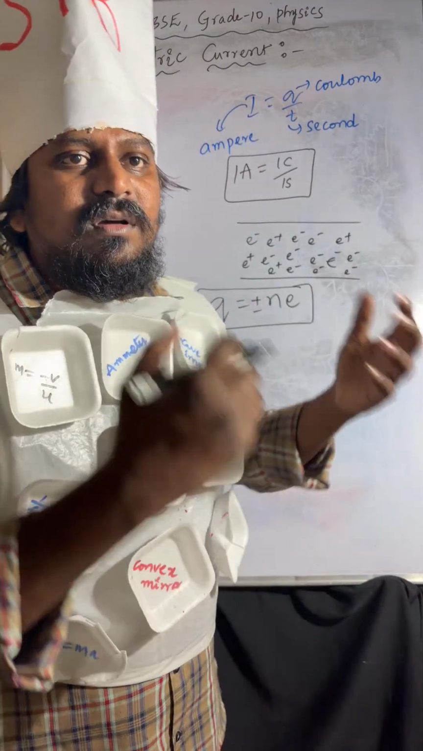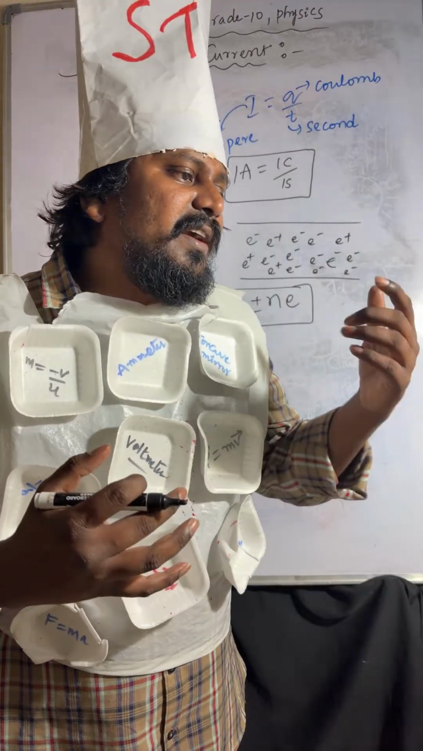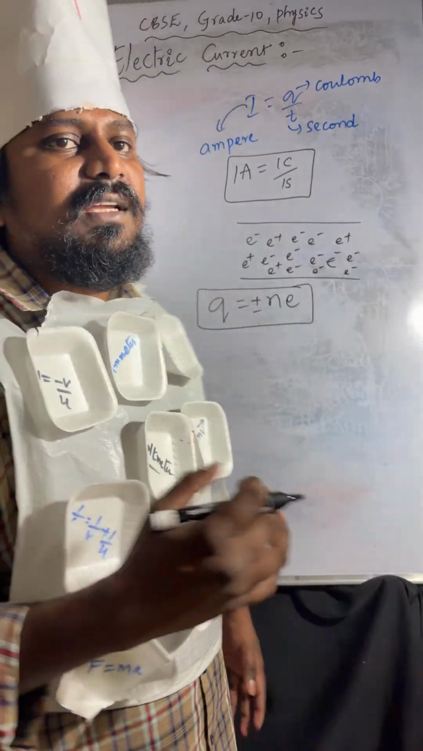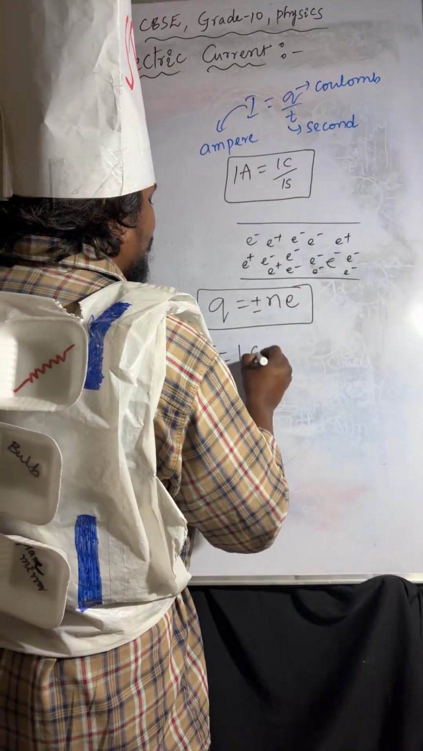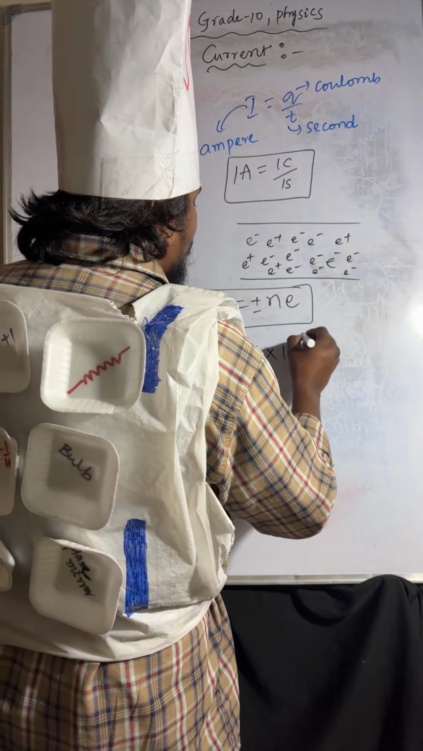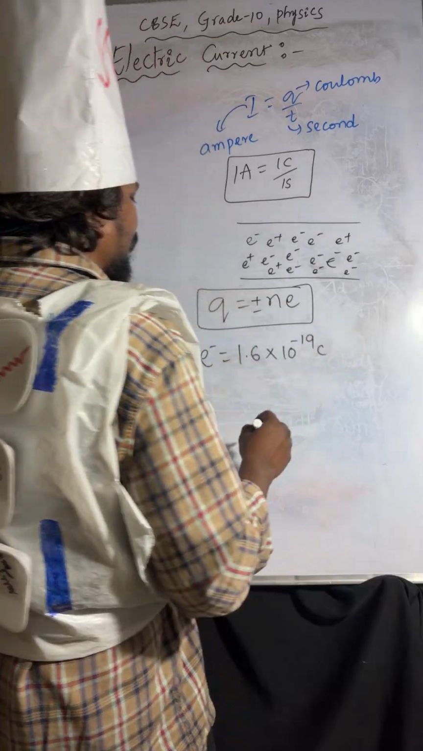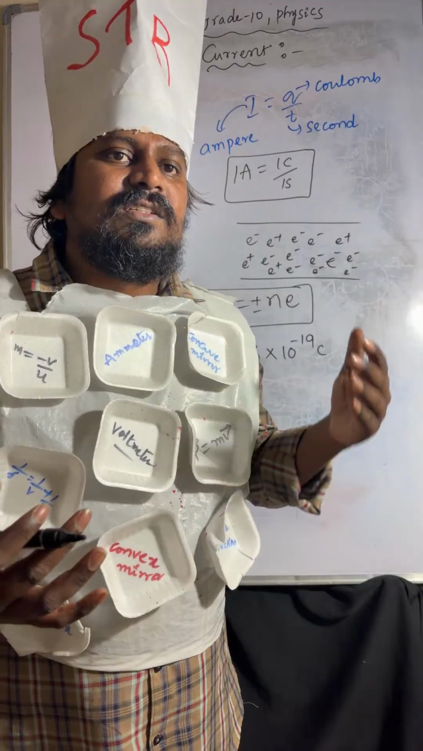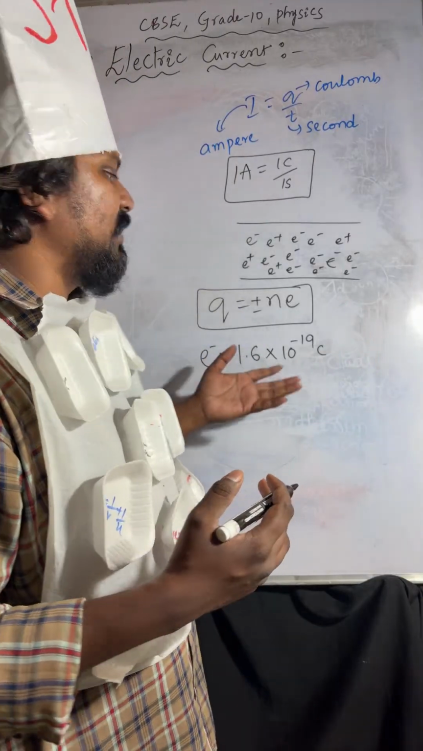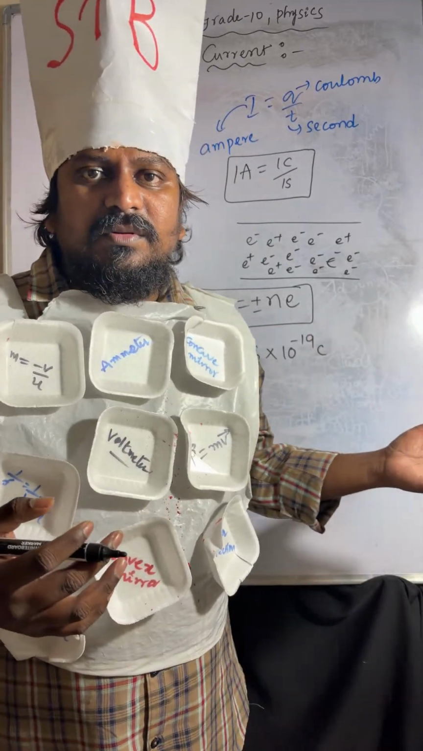On one electron, 1.6 into 10 power minus 19 coulomb. Okay. So on one electron, this much charge is present.